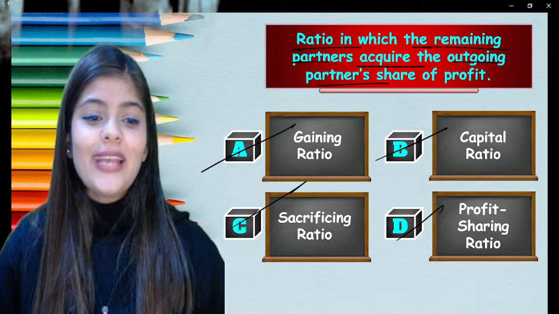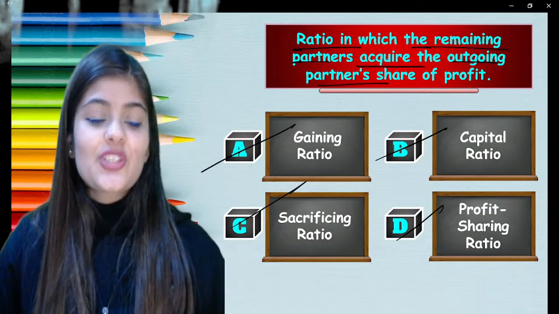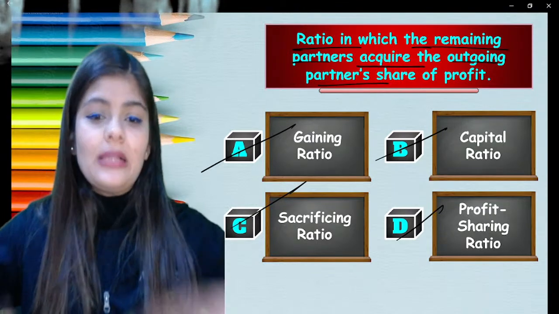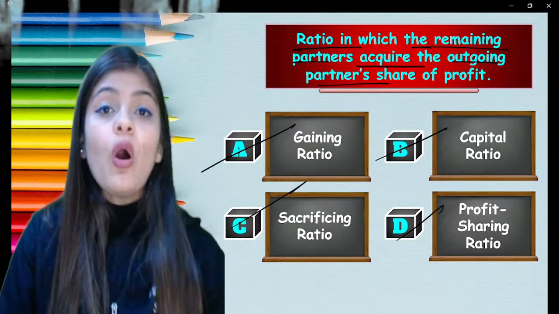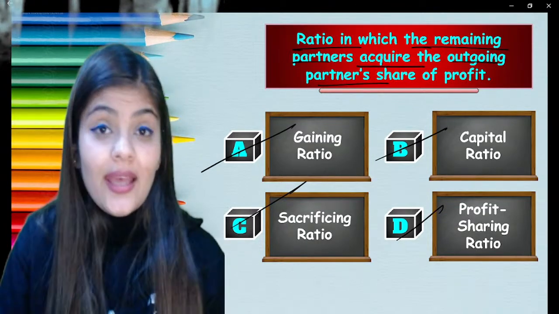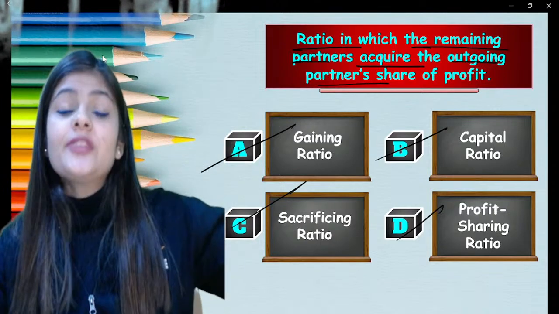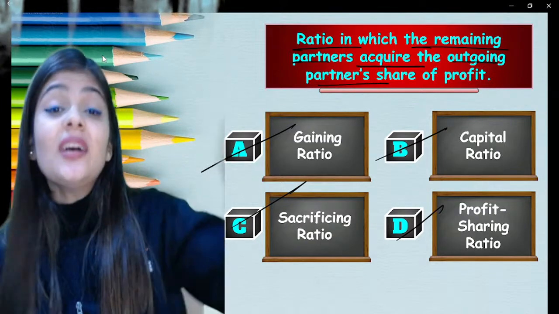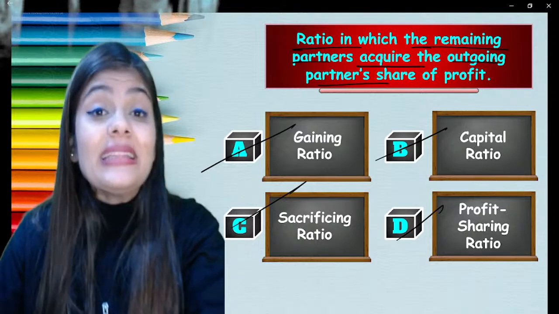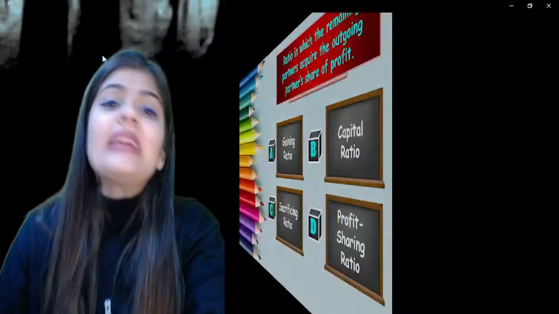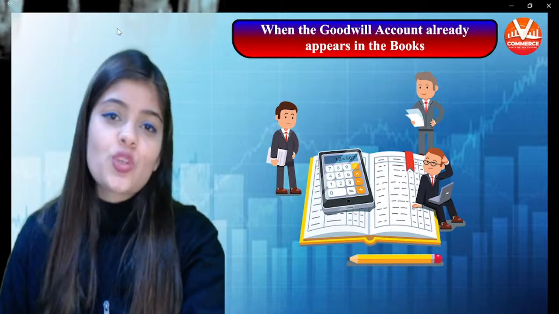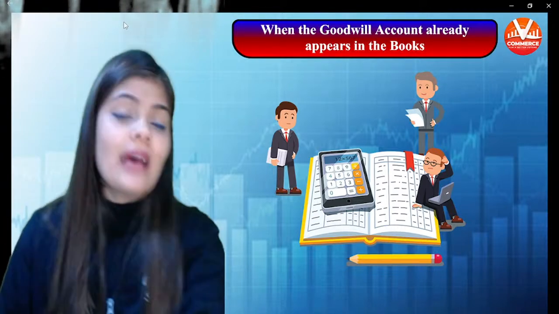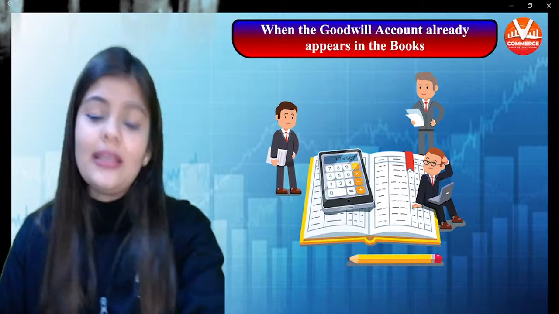So congratulations, Dolphy, Shikha and Komal. Well then guys, kudos to all of you. The answer was A. The remaining partners will acquire the share of retiring partner in the gaining ratio. They will acquire the share in the gaining ratio. Answer was A, guys, not C, not B.